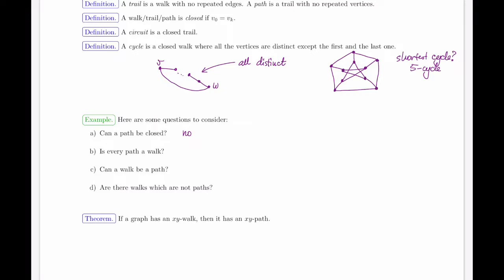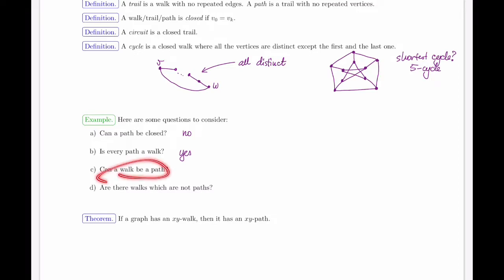Is every path a walk? Path is the most narrow notion. A walk is the most general one. So yes, if I have a path, it has no repeated vertices or edges, and the walk allows for anything to be repeated. So every path is a walk, but not every walk is a path.